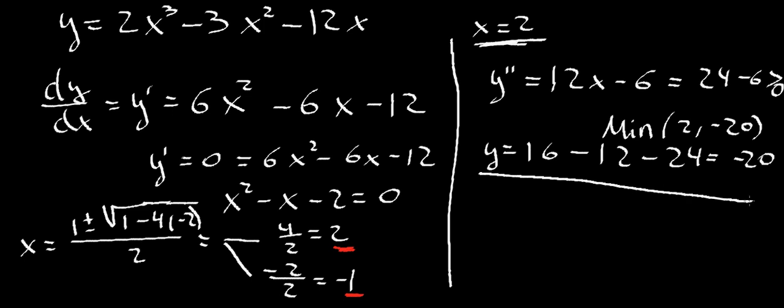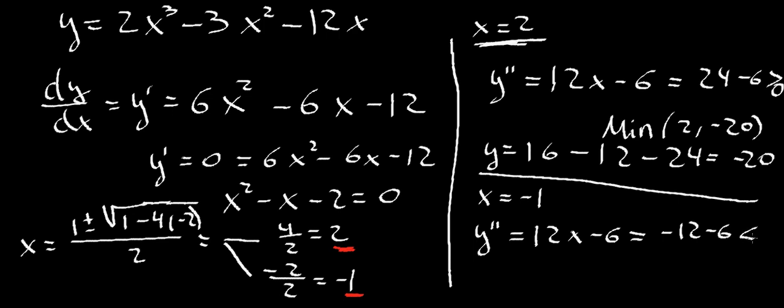Okay, now we move on and we take our second point. This x equals minus 1. We calculate the second derivative at that particular point. It's going to be again our 12x minus 6, but apply that point x equals minus 1. So we're going to have minus 12 minus 6 is going to be less than 0. That means there's a maximum point at this x value.